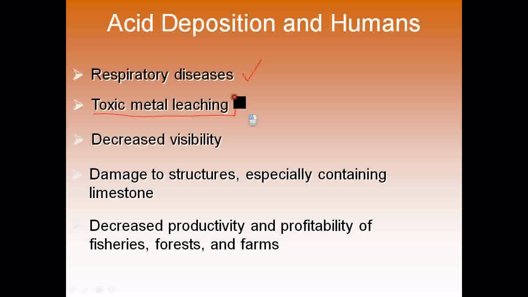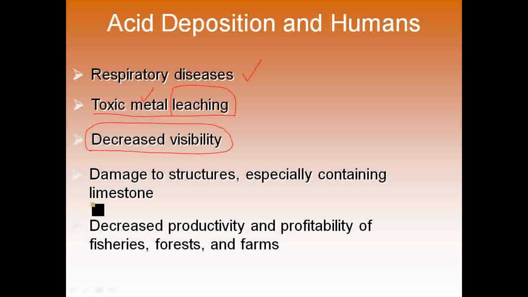But the key word here is leaching, because the acidified material reacts with metals in the soil. It radicalizes the metal and makes it leach into groundwater. So people are drinking groundwater with these toxic metals in it. Decreased visibility, of course, can be a problem for people that do a lot of driving and a lot of traveling. So acid deposition has been linked to traffic deaths.